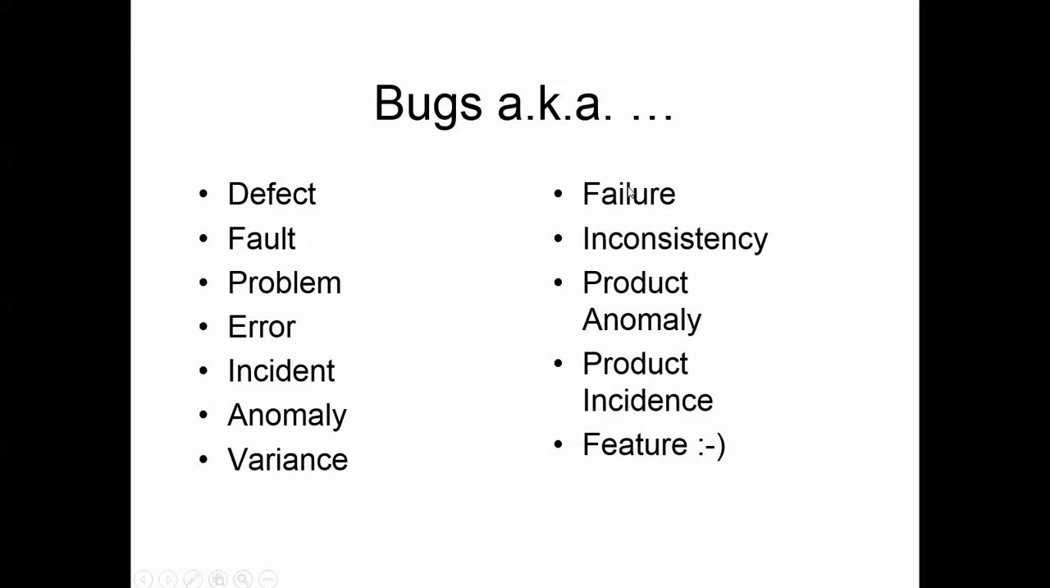All right, you'll hear bugs by other names. Defect, that's more so what we call it in the industry. Fault, a problem, error, incident, anomaly, variance, failure, inconsistency, product anomaly, product incidents, and sometimes even a feature is considered a bug, something we've added erroneously.